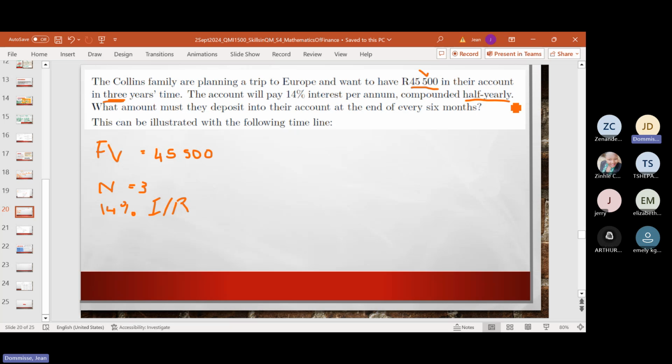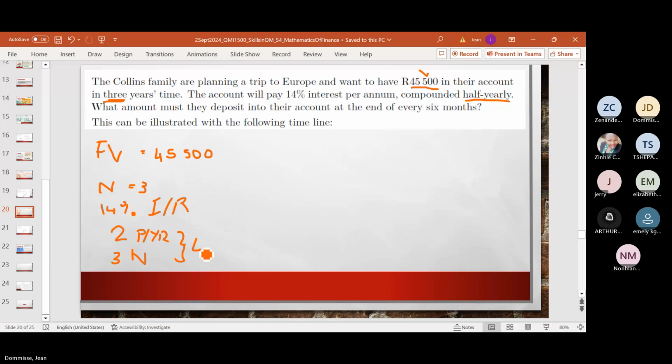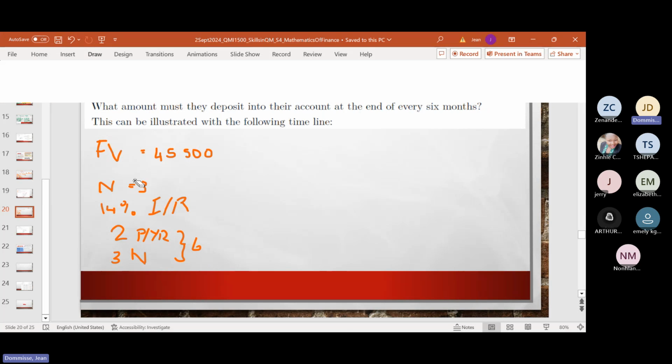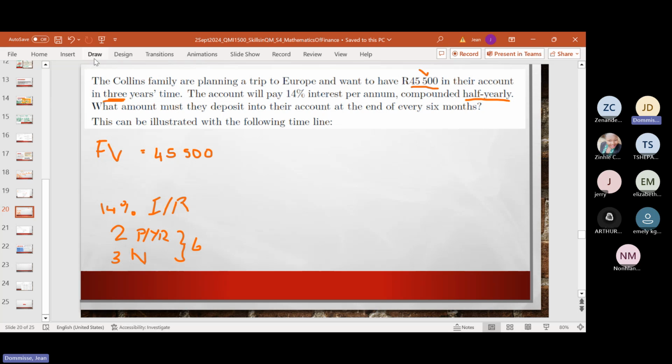Compounded half yearly. Half yearly is every 6 months or twice a year, so it will be 2 times per year. So let's just put that in here. If it is 2 times a year for 3 years, then there's going to be basically 6 periods or 6 payments. Okay, so let's then read further on.